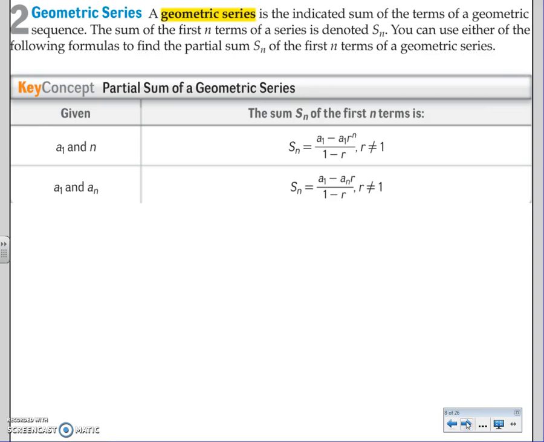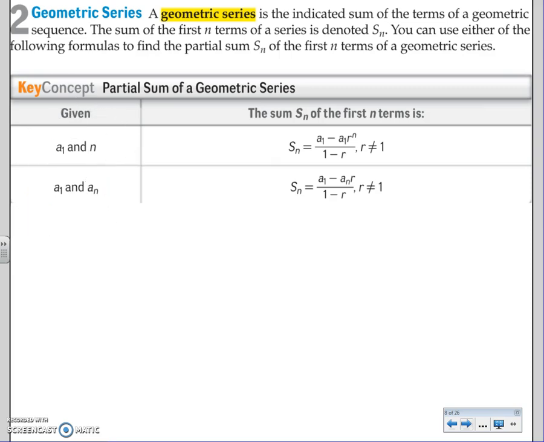Alright, we also have a geometric series. It's when you add up all the terms in the sequence. There's the formula. You can use either one. Notice r cannot equal 1 because that is a restriction. You can't divide by 0. So the only difference here is either you can use a1 times r to the n, or an times r with no exponent, or exponent 1. But they're the same thing. So it depends what you have. If you have a1 and n, use the top. If you have a sub 1 and a sub n, use the bottom.